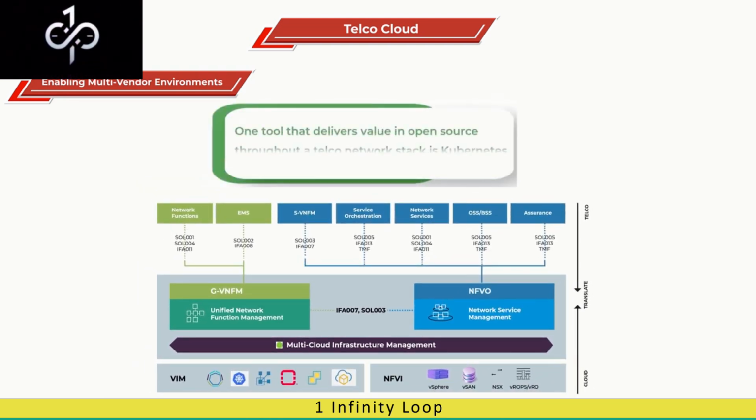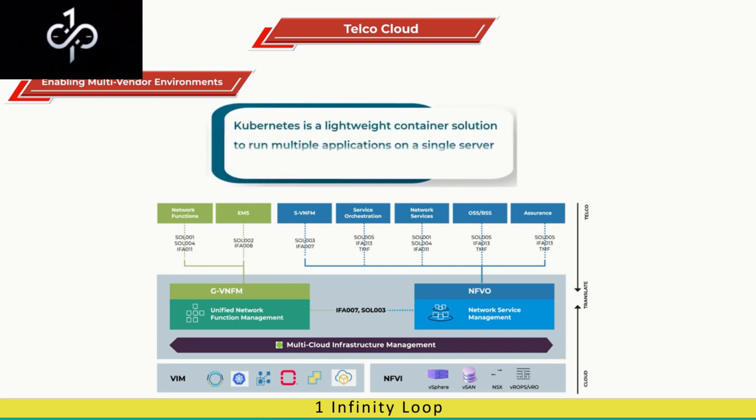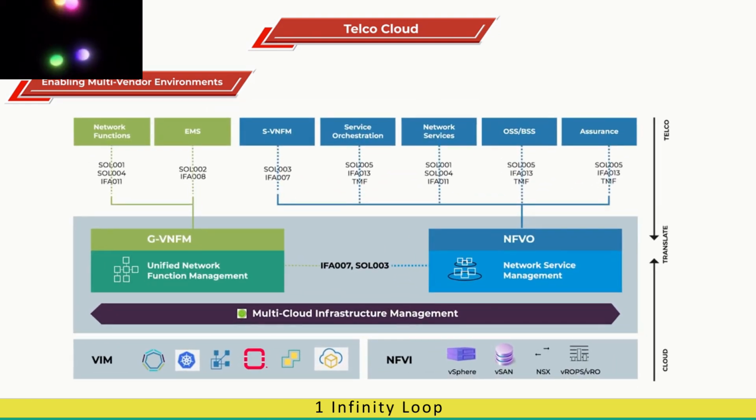One tool that delivers value in open source throughout a telco network stack is Kubernetes. Kubernetes is a lightweight container solution to run multiple applications on a single server with a shared operating system. With its own file system, memory, central processing unit, that is CPU, and process space, Kubernetes is decoupled from the underlying infrastructure, which makes creating and deploying services across the data center, core, and edge easier.